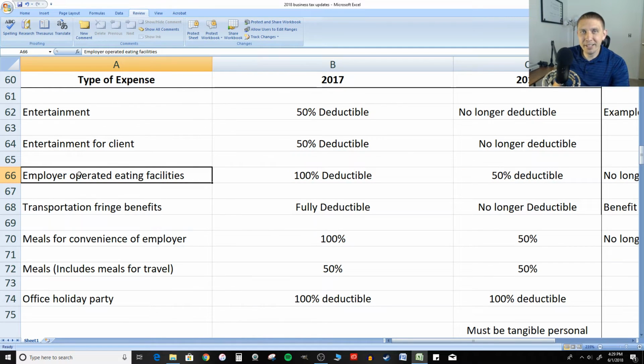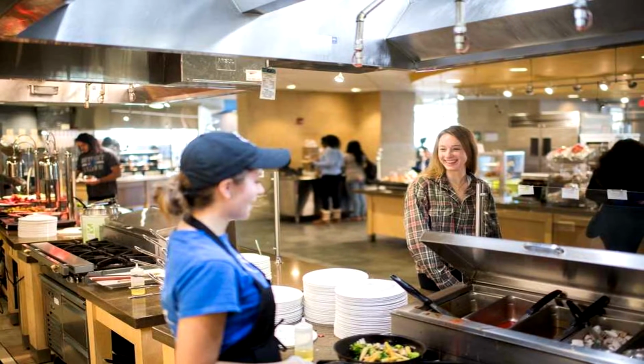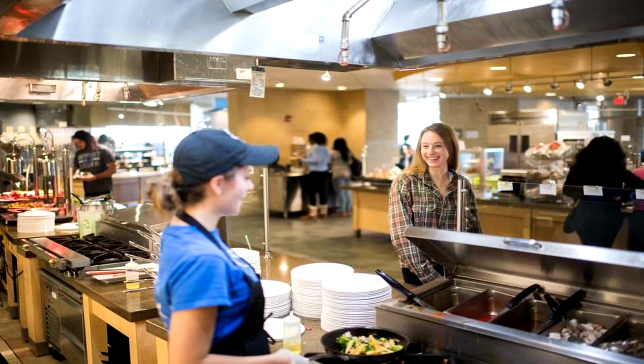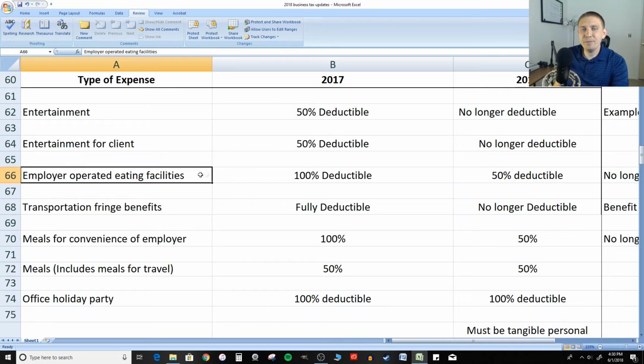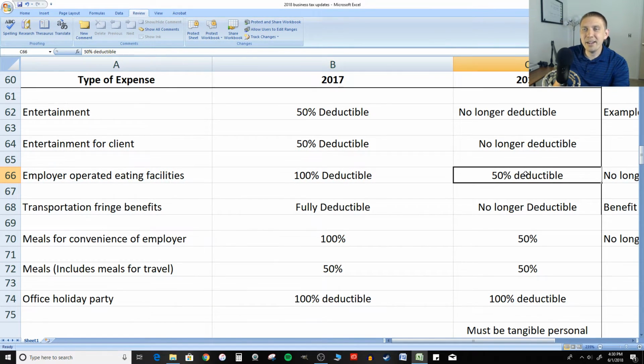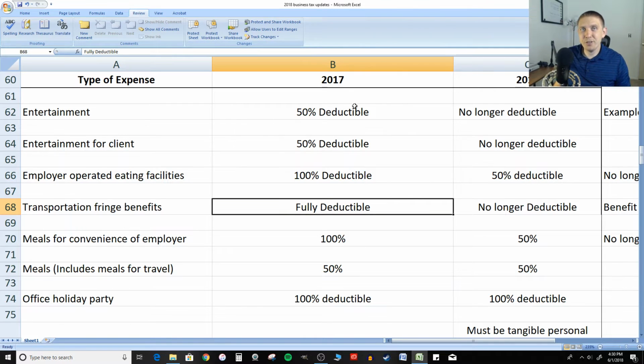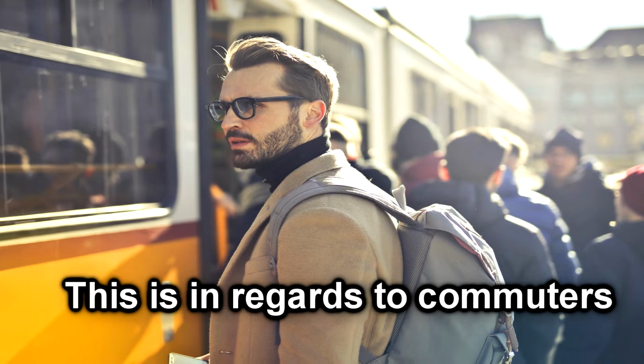Employer operated eating facilities. So let's say you're a big business and you have, let's say, a Subway, or like a huge cafeteria or something within your establishment. So the eating facilities in 2017 used to be 100% deductible, but now in 2018, they're only 50% deductible. Transportation fringe benefits used to be fully deductible. So this is really for employees. So like the company would pay for their employees' transportation cost and they could fully deduct them.